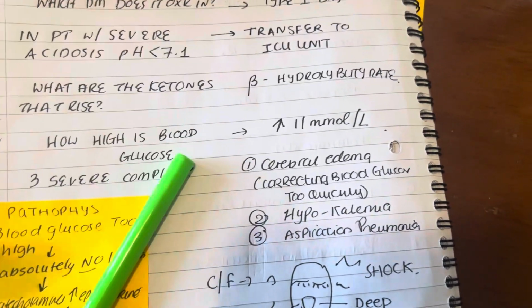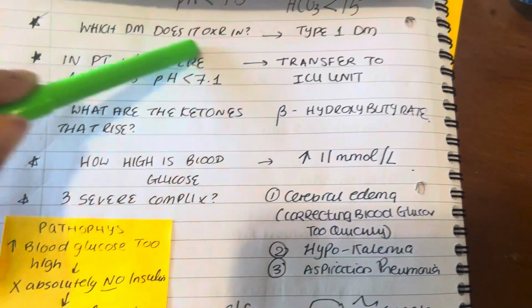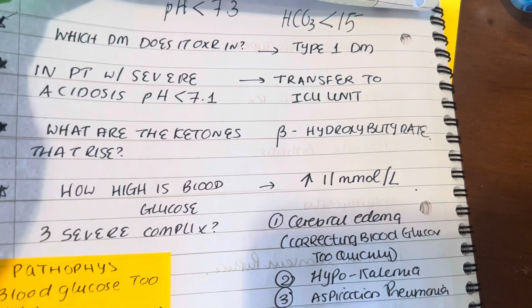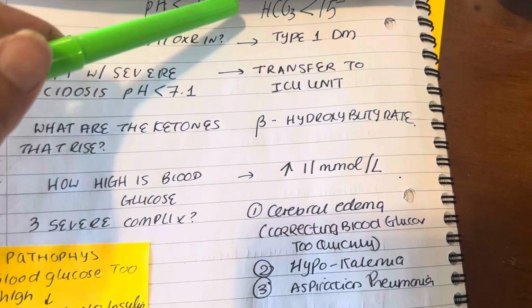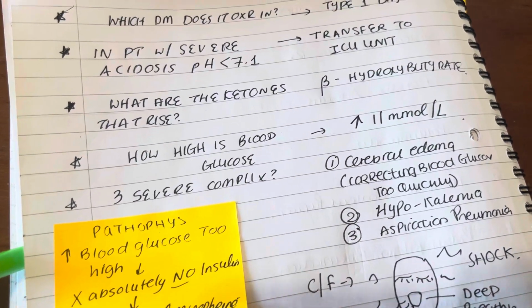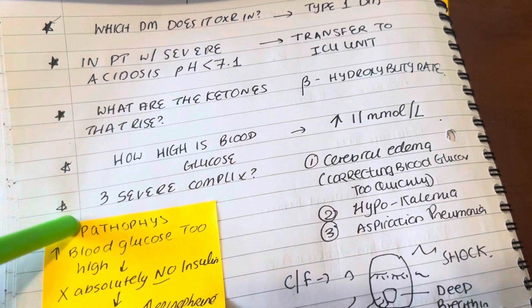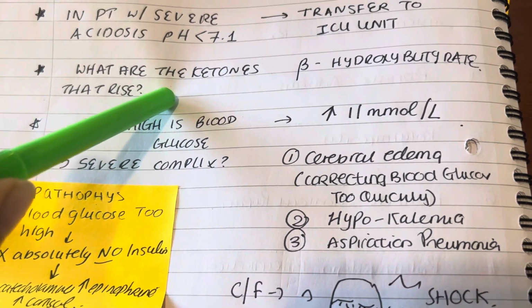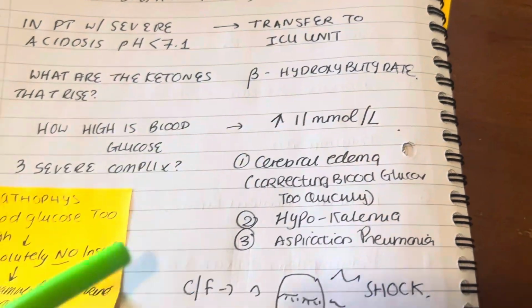So in which diabetes does DKA occur? In type 1 diabetes. In DKA, the pH is less than 7.3, which is acidotic, and the bicarb is less than 15. So this is a metabolic acidosis. In a patient with severe acidosis, with pH less than even 7.1, what are we going to do to them? We're going to transfer them to the ICU.